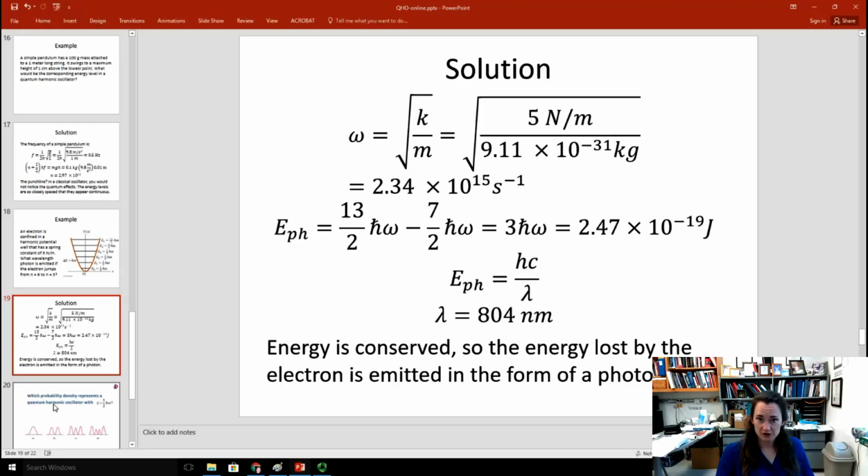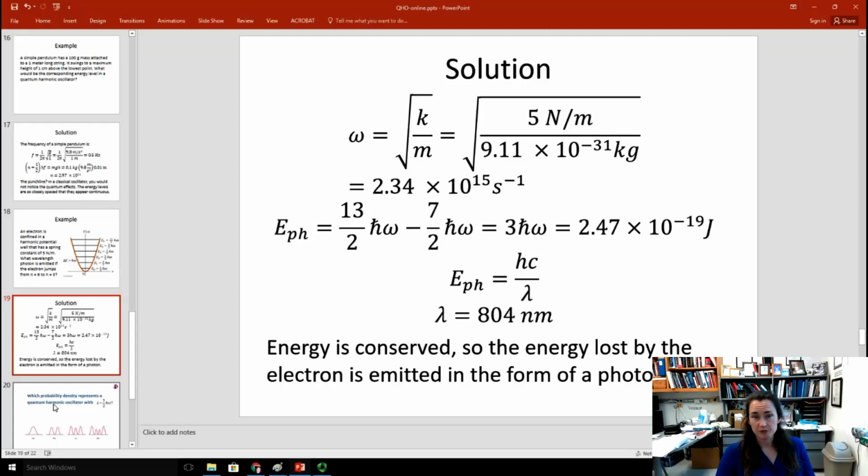So if I subtract those two energy levels, 13 halves h bar omega minus 7 halves h bar omega, then I get 3 h bar omega, which would be the energy of my photon. Now I've already solved for omega. I just multiply that times 3 and then times h bar, which is 1.055 times 10 to the minus 34 joule seconds. When I do that, I get an energy for my photon of 2.47 times 10 to the minus 19 joules.